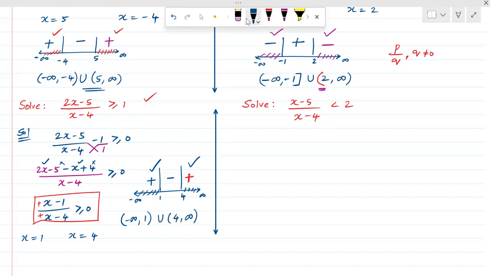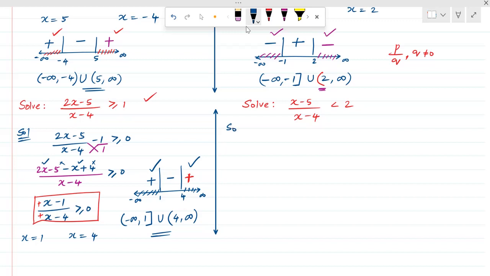Which one is closed? Which one is open? Since it is given as more than or equal, therefore this part is closed, but I will not put this one closed. Why? Because it is in the denominator, so this one is open.